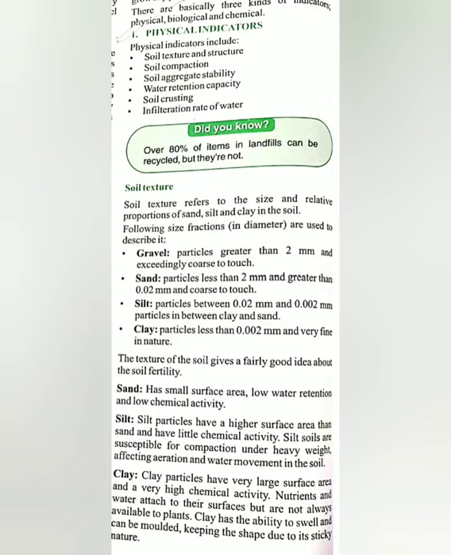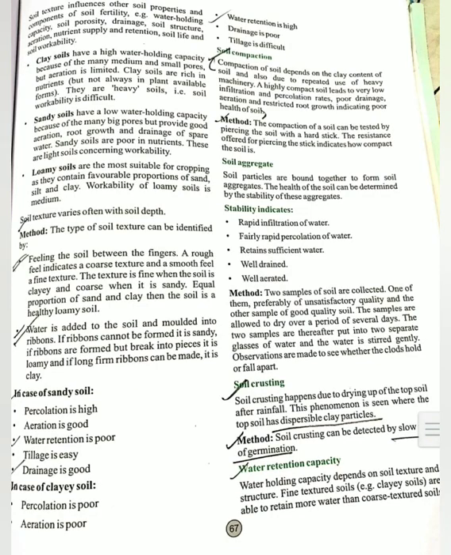Sand has small surface area, low water retention capacity, and low chemical activity, whereas silt particles have higher surface area than the sand but little chemical activity. Clay particles have very large surface area and a very high chemical activity, and the nutrients and water attached to their surfaces. The three types of soil are clay soils, sandy soils, and loamy soils.